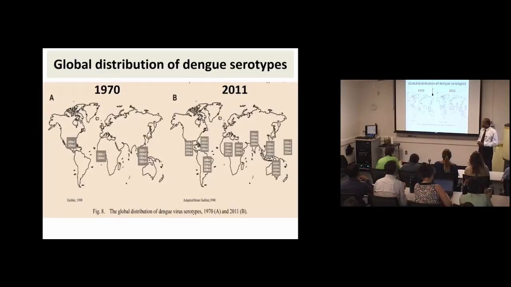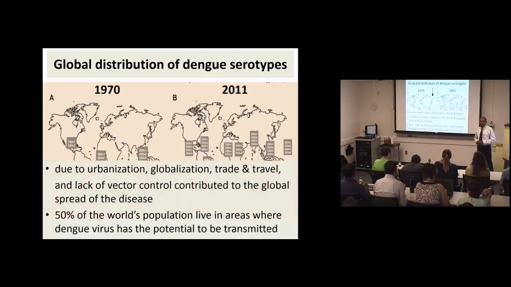So this is the global distribution of dengue. You can see in 1970, very few countries were affected, and the serotype distribution is unequal. But by 2011, most of the tropical and subtropical countries are affected, and almost all countries have the distribution of all 4 serotypes. This is mainly due to urbanization, globalization, trade and travel, on top of poor vector control activities. By now, 50% of the world population live in areas where dengue virus has the potential to be transmitted. So that is the trend.